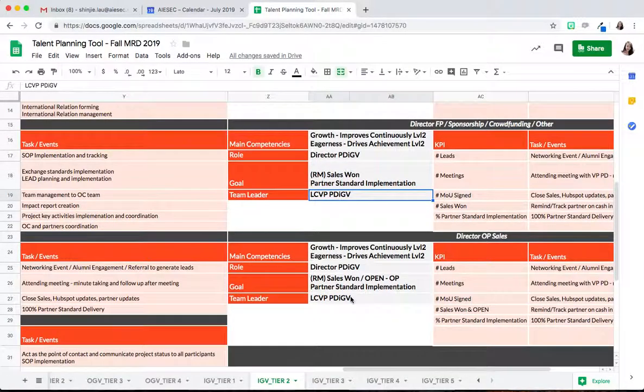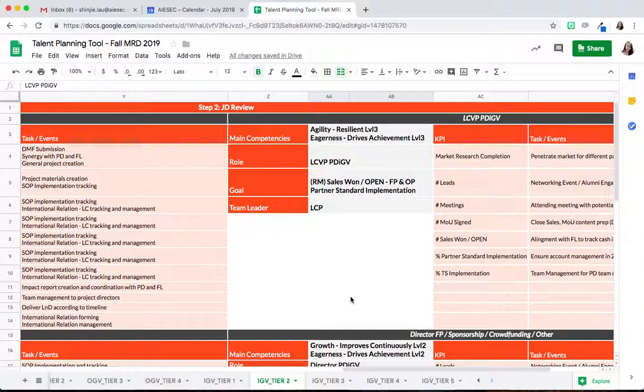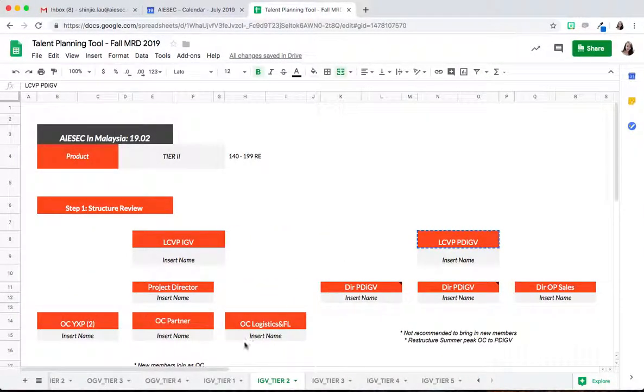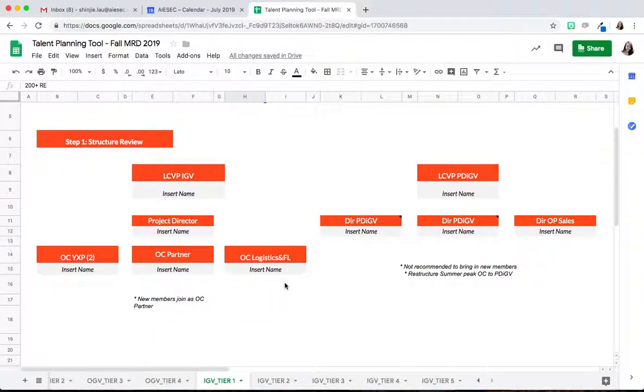Okay, so these are a few things that you can look into, which allow you to understand the intention of the entire structure itself. So the last tier, which is the highest tier when you do more than 200 realizations, is the same. The structure that we are proposing here is similar to tier 2 in terms of the number of youth experience, which should increase by 1 more, and also the similar concept of PD for IGV as well.